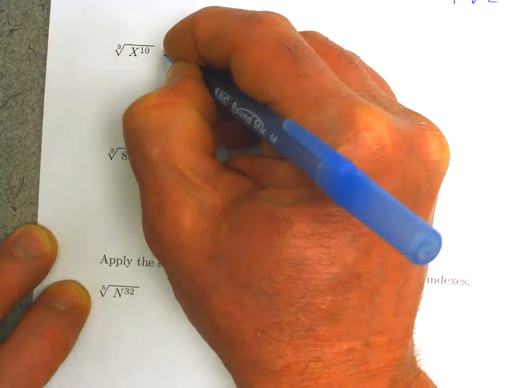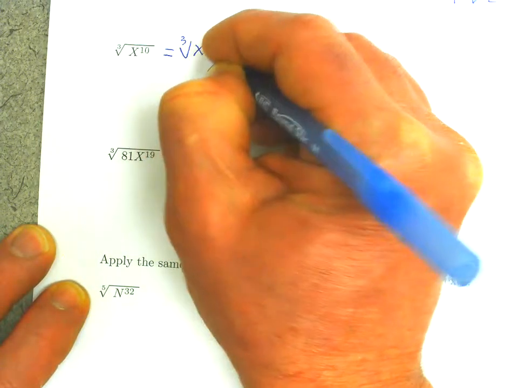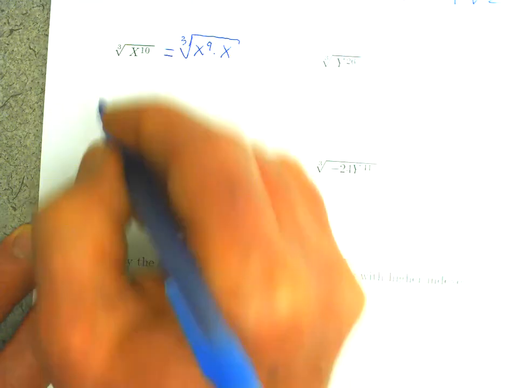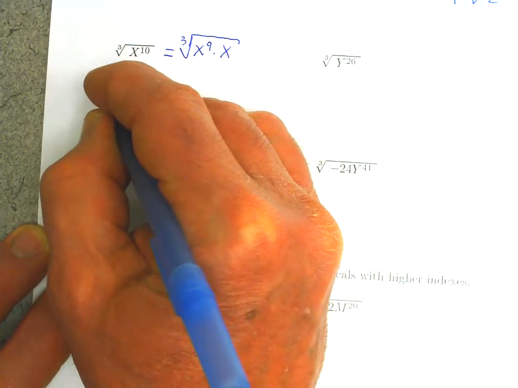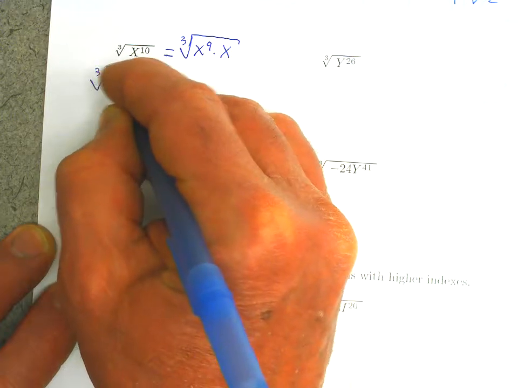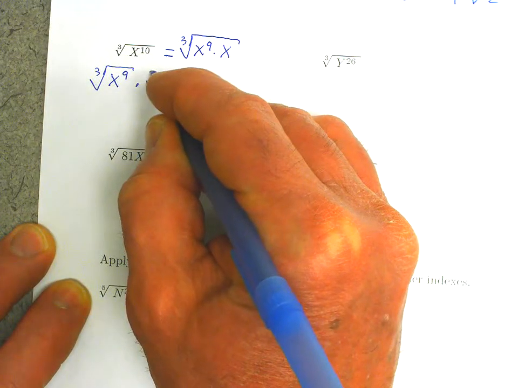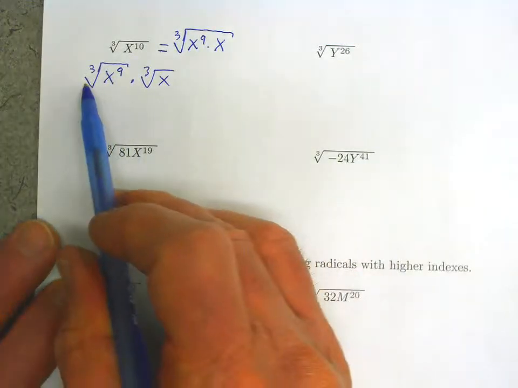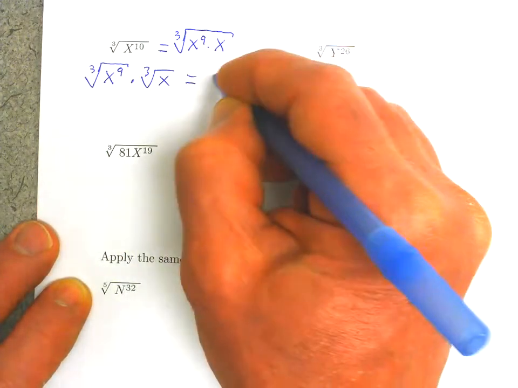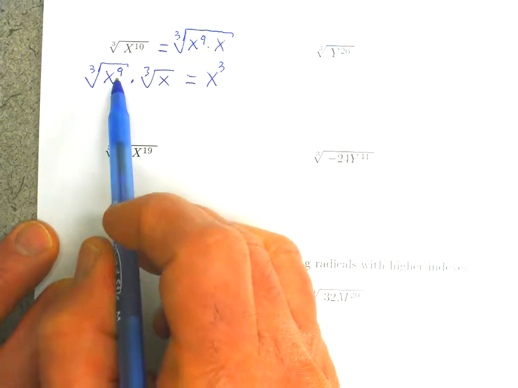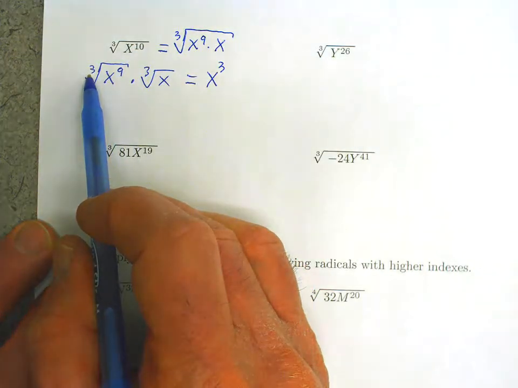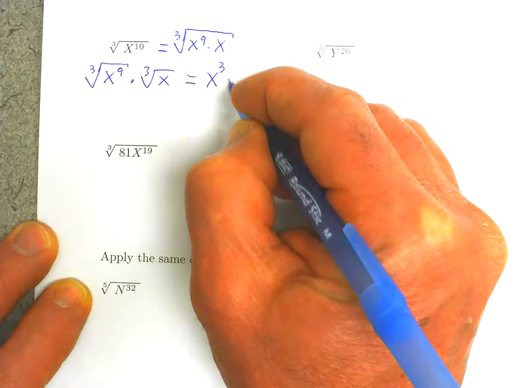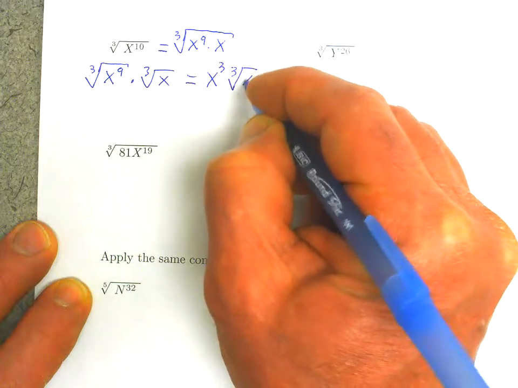So we can write this as the cubed root of x to the 9th times x. And then in the next step, we can write it as the cubed root of x to the 9th times the cubed root of x. And the cubed root of x to the 9th simplifies to x to the 3rd because the exponent 9 divided by the index 3, 9 divided by 3 is 3. So the final result is x to the 3rd times the cubed root of x.